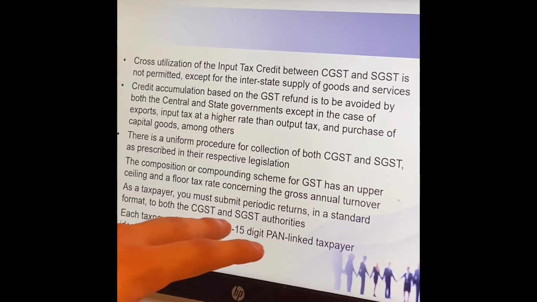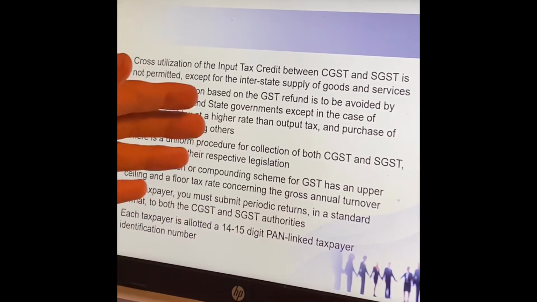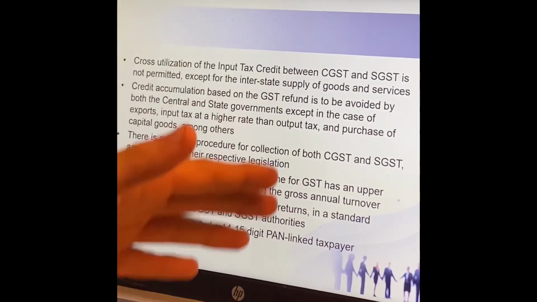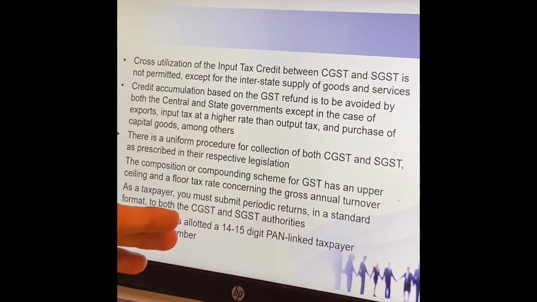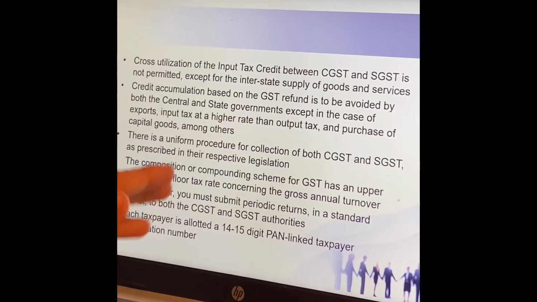As a taxpayer, you must submit periodic returns in a standard format to both CGST and SGST authorities. That means you have to classify and differentiate and pay using a PAN card in two ways. First, you have to submit the tax to CGST, and the other tax you have to submit to SGST, which has some limitation which we'll discuss further. And each taxpayer is allotted a 14-15 digit PAN linked taxpayer identification number. So you must have a PAN card to pay the tax.